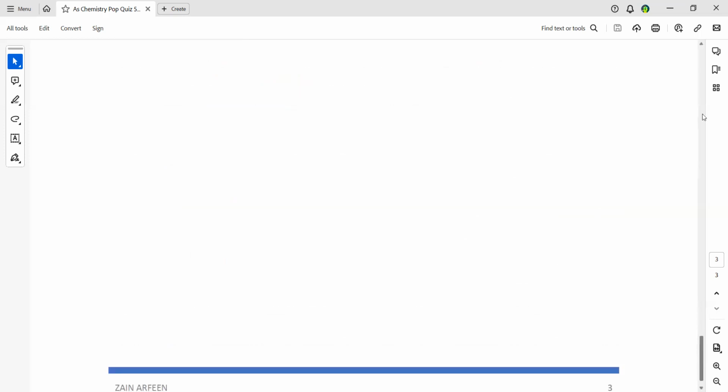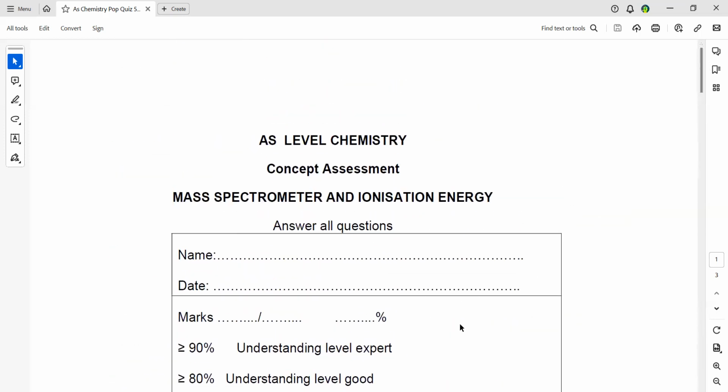So this was pop quiz 5, which was related to mass spectrometer and ionization energy.